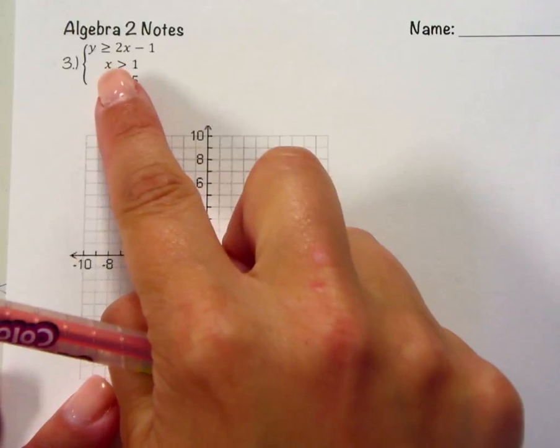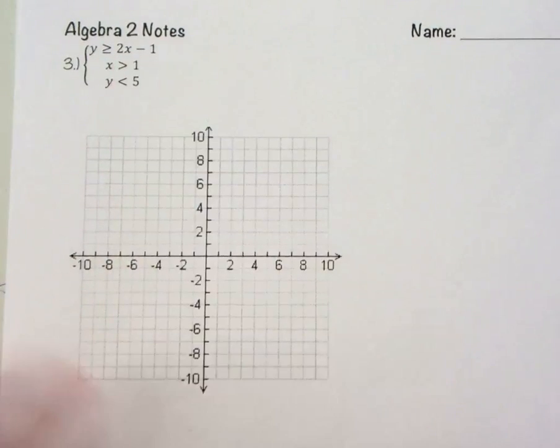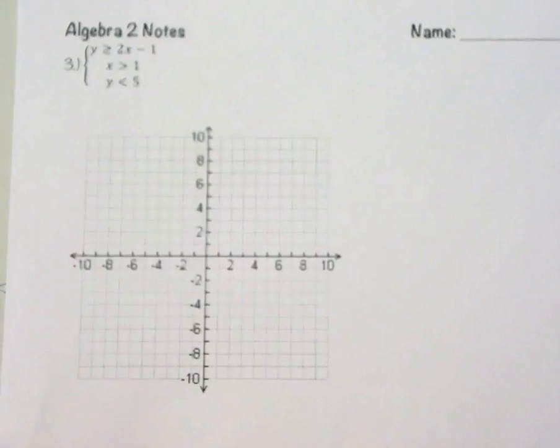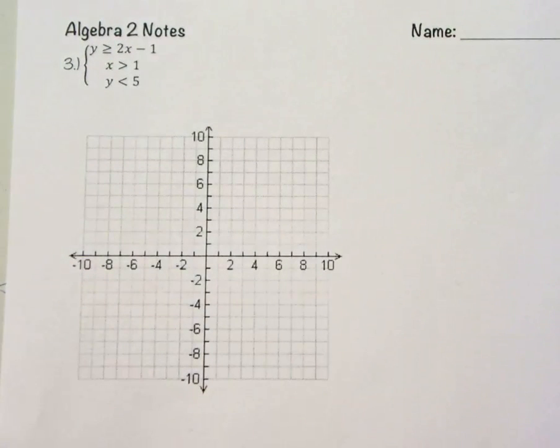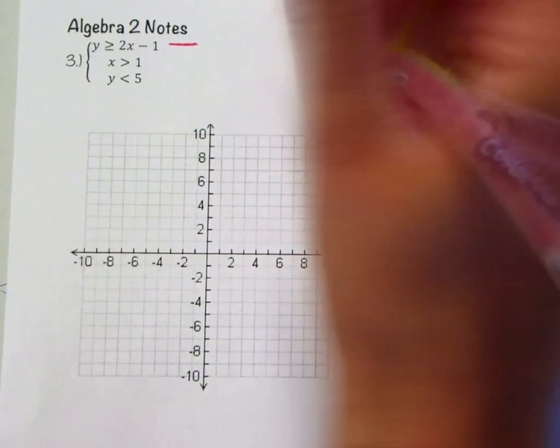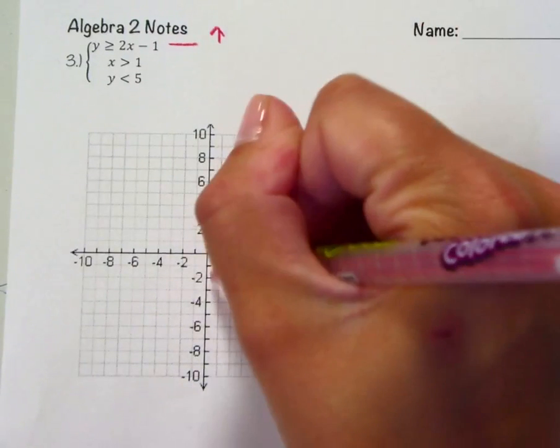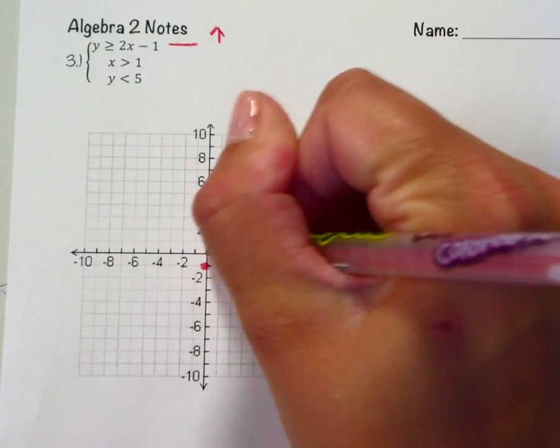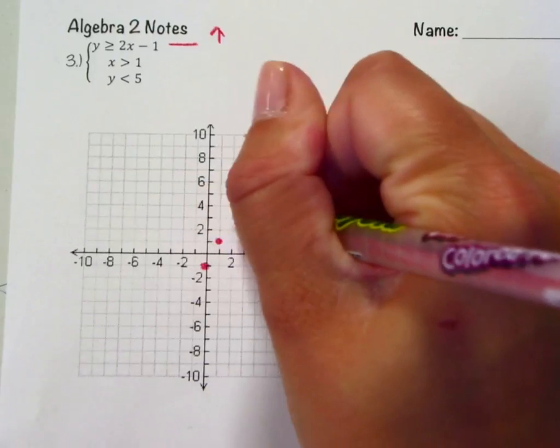Y is greater than or equal to 2x minus 1. Allison, is this going to be a solid line or a dashed line, that first one? It is. And will I shade above or below? Good. So y-intercept of -1, slope of 2.